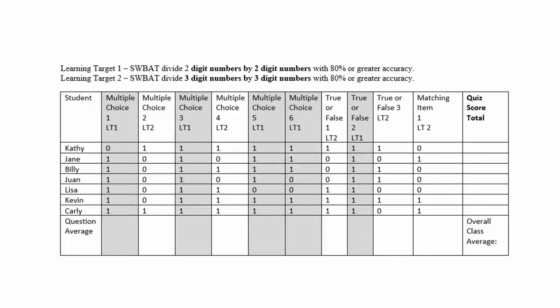Now for this example, I'm going to give you 2 learning targets. Learning target 1 is student will be able to divide 2-digit numbers by 2-digit numbers with 80% or greater accuracy. Learning target 2 is student will be able to divide 3-digit numbers by 3-digit numbers with 80% or greater accuracy. So learning target 1 is about 2-digit division. Learning target 2 is about 3-digit division. You will have other learning targets, but it's okay for this example to use these 2.